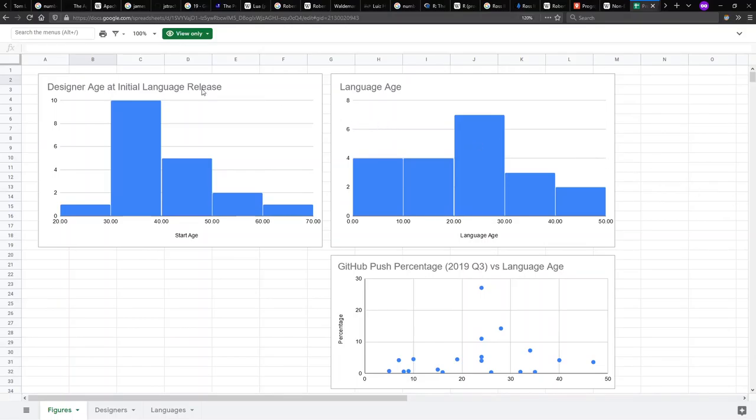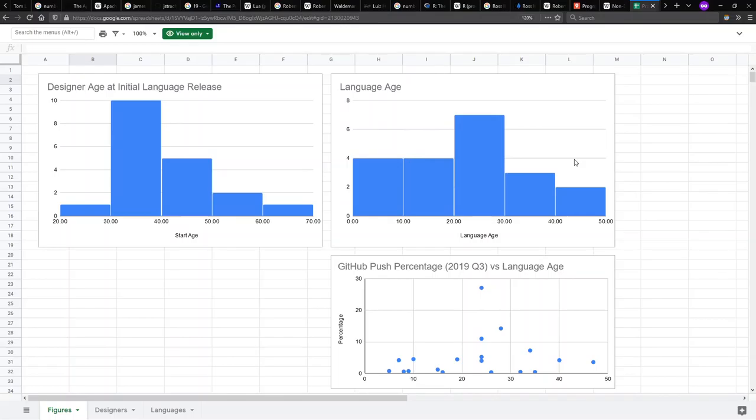Here I have, on the left, the designer age at the initial release of their language. And what you see here is that it's very common for these popular languages to have been designed by people who were in their 30s at the time of release, or possibly older. Now it's interesting, our 120-something was Rasmus Lerdorf of PHP, and our 60-something was Ken Thompson of Go. But most people are in the middle, and again, the 30s is a very popular age for programming language designer release date.